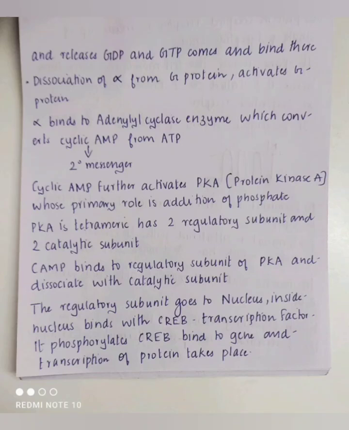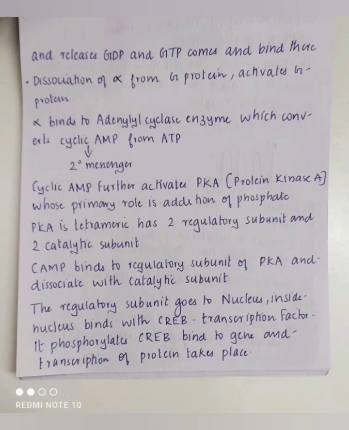The cyclic AMP further activates PKA, which is known as protein kinase A, whose primary activity is the addition of a phosphate group. PKA is a tetrameric molecule which has 2 regulatory subunits and 2 catalytic subunits. The cAMP binds the regulatory subunit of the PKA and dissociates it from the catalytic subunit.